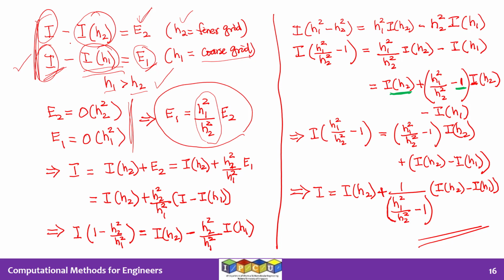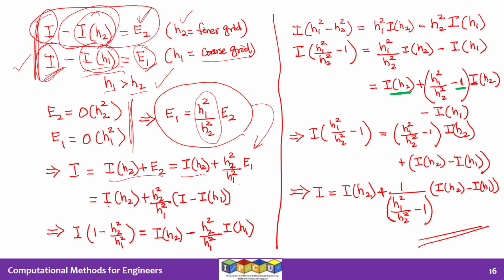Using the first expression here, I can write I as IH2 plus E2. Basically this minus IH2 goes to that side and becomes plus IH2. So I is IH2 plus E2, right? E2 is H2 squared by H1 squared times E1. Alright, so from this expression, we can write E2 as H2 squared by H1 squared times E1.